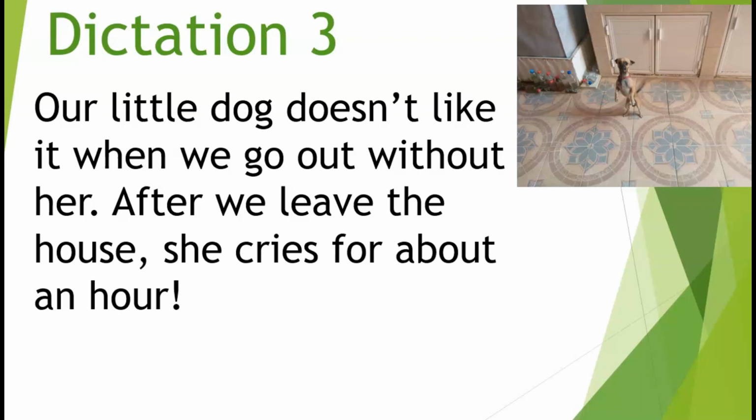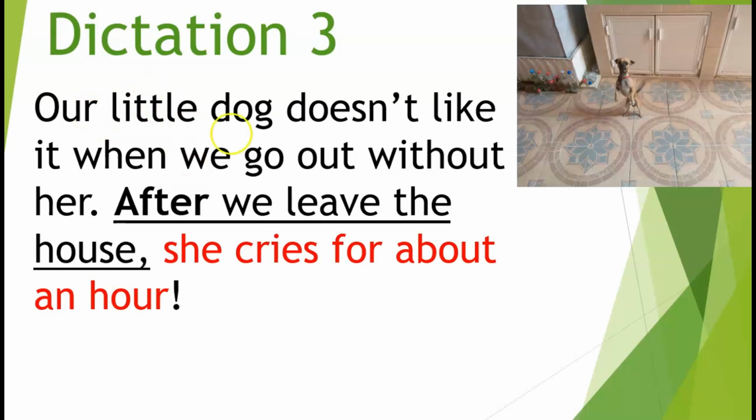Okay, everyone, the complex sentence is right here. So in this case again, we are beginning the sentence with the dependent clause. After we leave the house. Here we see the subordinate conjunction. And because we are beginning with the dependent clause, we're going to have a comma here. And then this is the independent clause. She cries for about an hour. So after we leave the house, she cries for about an hour. That is the complex sentence.